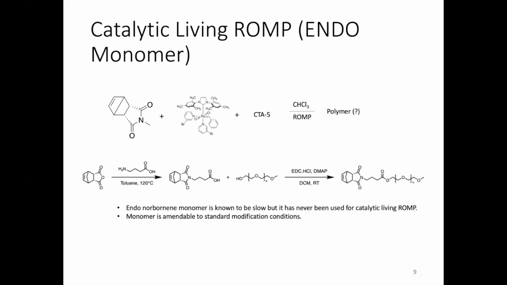We also conducted ROMP with the endo as the monomer and Grubbs' third, but we only used chain transfer agent number 5. So we had chloroform as the solvent and we ROMPed overnight. And we used the endo norbornene because it's known to be slow, so it allows batch ROMP, and we're able to let it sit overnight, but it's also amenable to standard modification conditions, meaning that it's able to withstand harsher conditions.